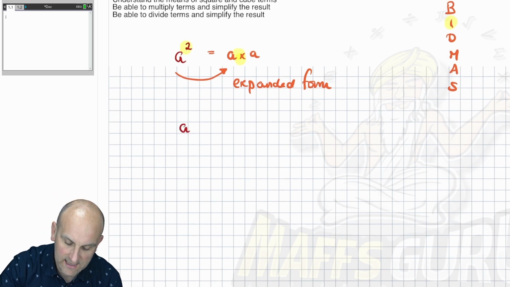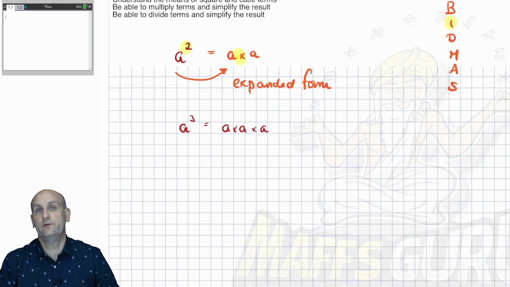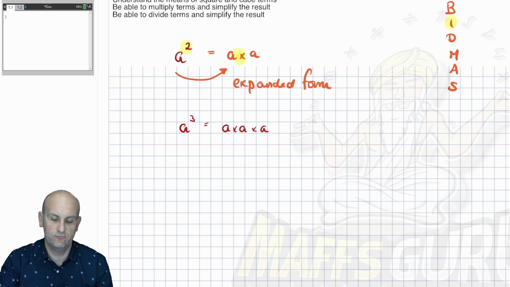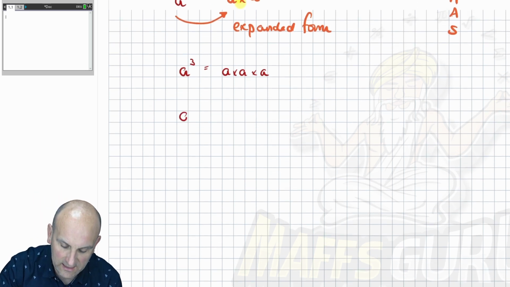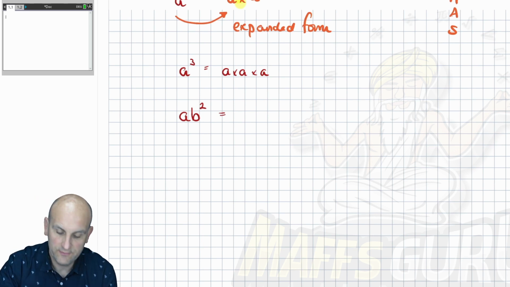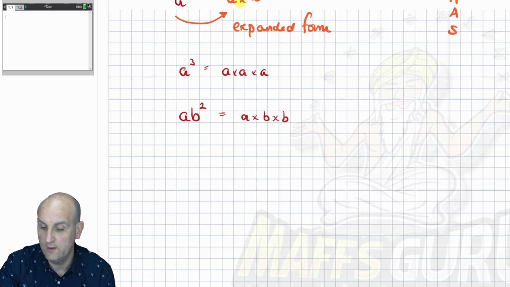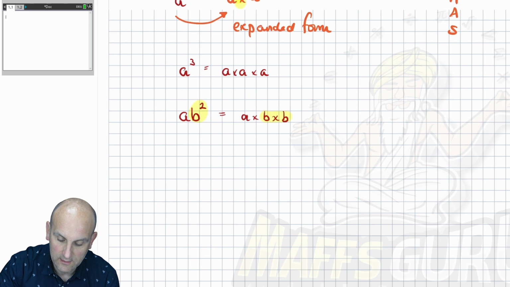So if we have a with a floaty 3, that would be the same as a times a times a. And so it goes on. So knowing about those floaty numbers is really, really important. What about if I now have a b with a floaty 2? Well, if I wanted to write that in expanded form, then that would be a times b times b. Why? Well, we've got b with a floaty 2, and there's my two b's.